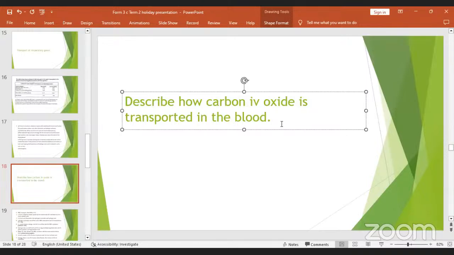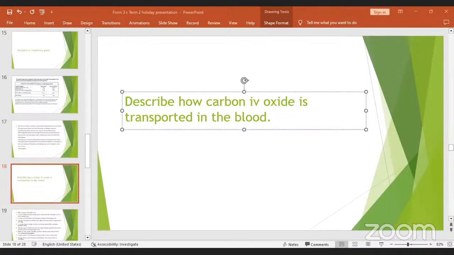How do you answer that question? Somebody, because there are key things that you need to understand. Somebody to help me there. In what forms is carbon dioxide transported in the body? That should be your first thought. And how do these forms come about? Somebody to help me understand. Tell me the forms in which carbon dioxide is transported in the blood.